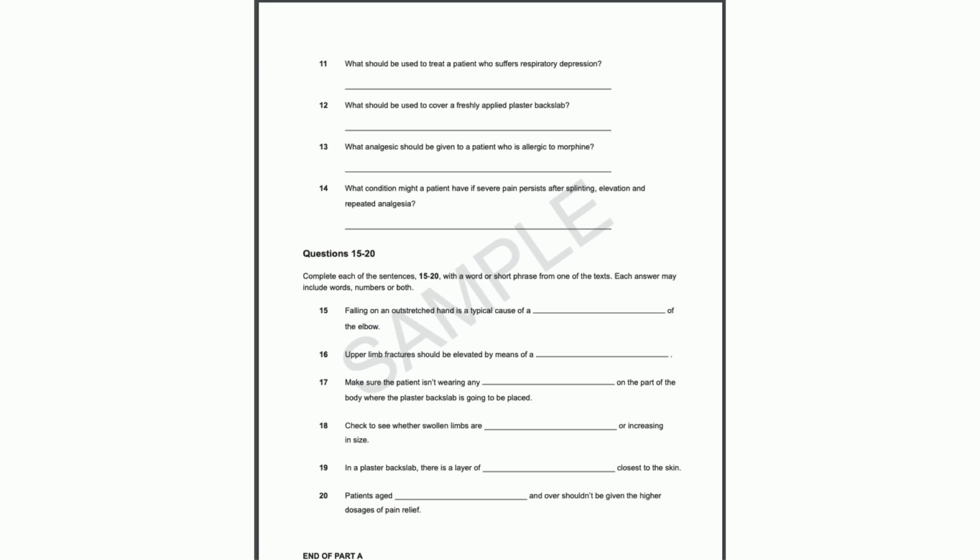So that's the first part, it's the matching questions. And then you can see questions 8 to 14 there. They are short answer questions. For example, number 8, right at the bottom says, what should be used to elevate a patient's fractured leg? And you select a word or a phrase from one of the texts. Questions 15 to 20 are gap fill or sentence completion. So again, you need to select a word or a short phrase from one of the texts to complete that sentence accurately.